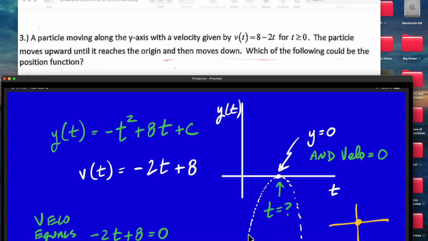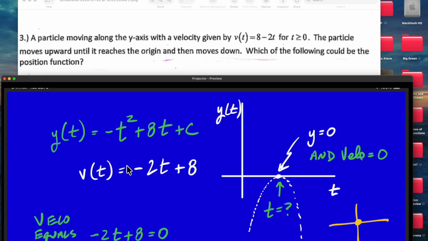So to me, this is what's happening with this graph. The particle moves upward, okay? Time is going on until it reaches the origin. That means the y value is 0, and then the particle starts to move down. So not only do we know that the y value is 0, but we also know the velocity is 0. That's what you have when you reach a minimum or a maximum here. You have a velocity equals 0 right there. That's when particles turn around.